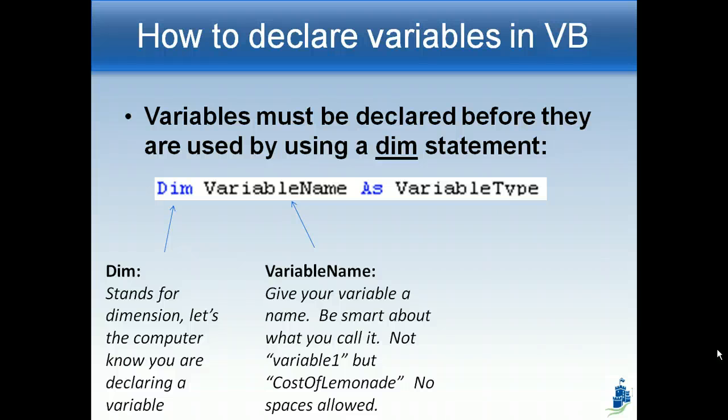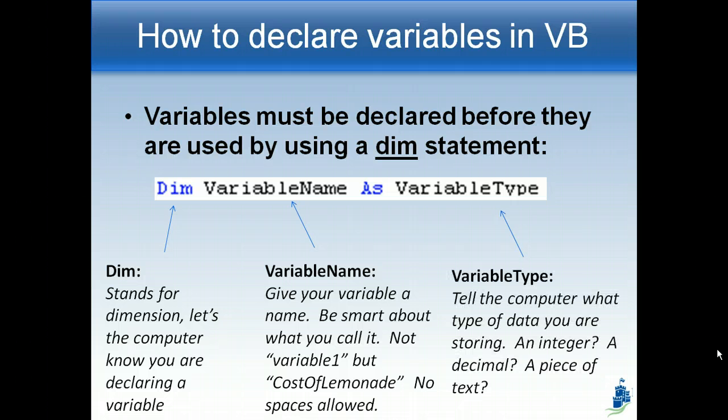Okay. Then we have to write the word as, okay? So we're dimensioning or declaring the variable name as, and then we say what type of variable this is going to be. So this variable could be a number of different things, but we have to tell the computer what type of data it is. Is it a number like an integer? Is it a more complicated number like a decimal? Or is it a piece of text? We have to tell that to the computer.